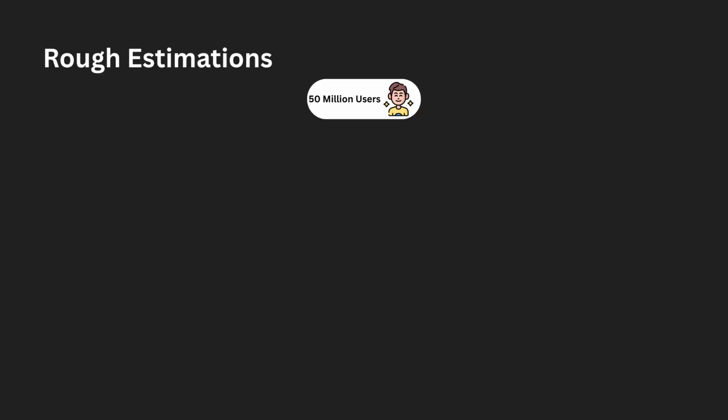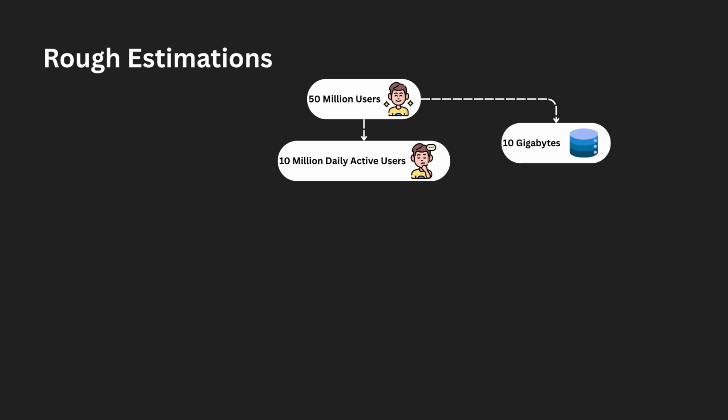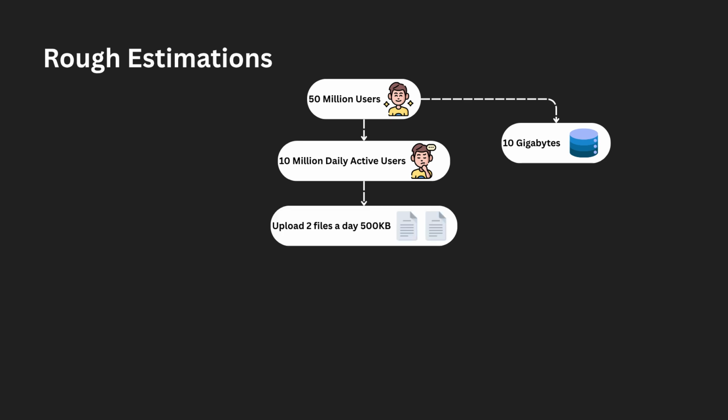So we need to define the load this system needs to handle. Let's do some basic estimations. We will assume the application has 50 million signed up users and 10 million daily active users. Each user will receive 10 gigabytes of space. Assume each user uploads on average 2 files a day of 500 kilobytes in size. There is a 1-to-1 read to write ratio.